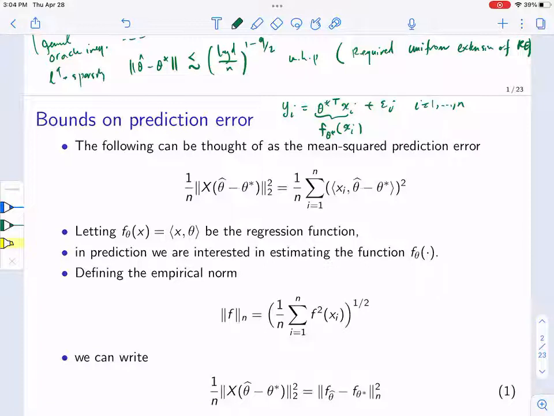If I care about estimating the value of this function, not necessarily theta star itself, then I can do better. And if you've seen classical regression, this shouldn't be a surprise, because multicollinearity, for example, prevents you from estimating theta star well, but theta star transpose x is well defined.